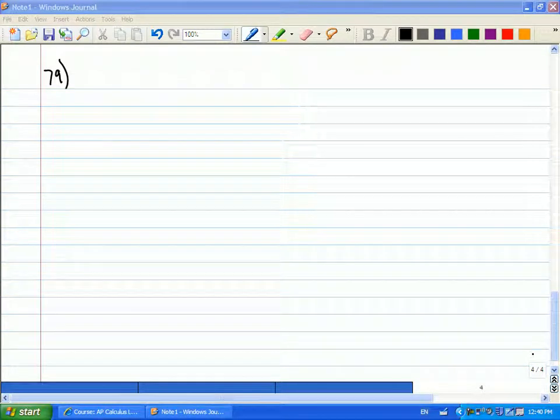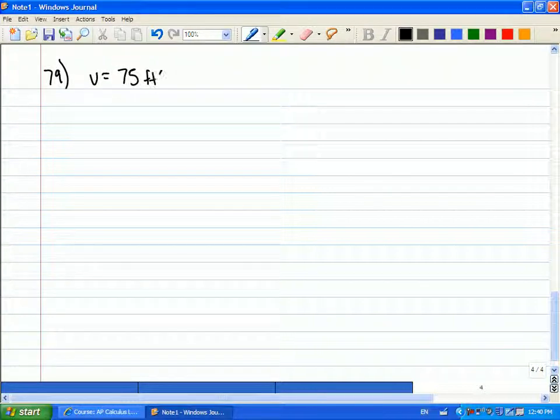So this one says, find the acceleration needed to bring a particle moving with velocity 75 feet per second to stop in 5 seconds. Okay, so they are talking about a constant velocity in this question. Maybe you physics people might find it confusing if it didn't say that.